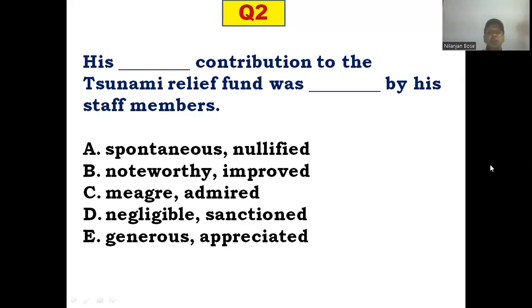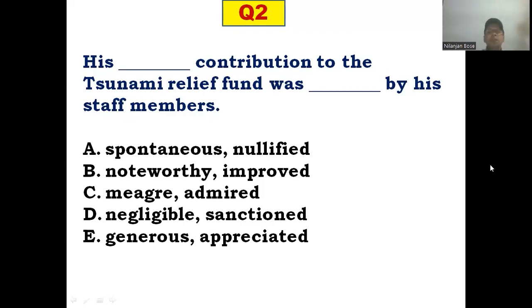second word is positive, option C and option E. So in those options C and E, all the second words are positive. Now, you need to concentrate whether the first word is also fulfilling the criteria. His dash contribution to the tsunami relief fund was dashed by his staff members. Now, if I consider option C, it is meager contribution.